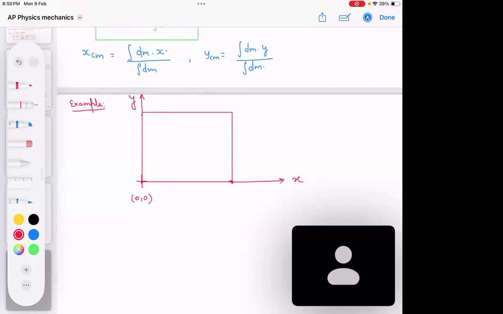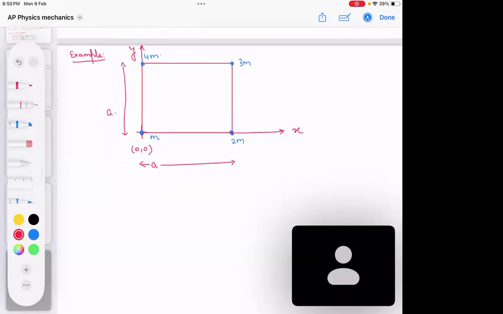Let's take the side of the square as a, and this side is also a. Now at the four corners of this square I'm going to keep some particles. Here m, here 2m, here 3m, and here 4m has been kept. All these are particles, keep in mind. So the question they are asking: find the center of mass of this arrangement of particles.